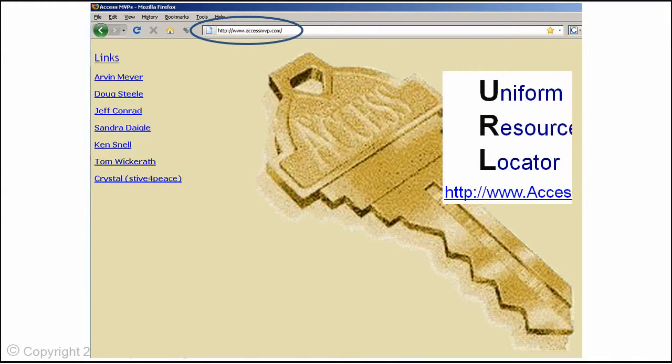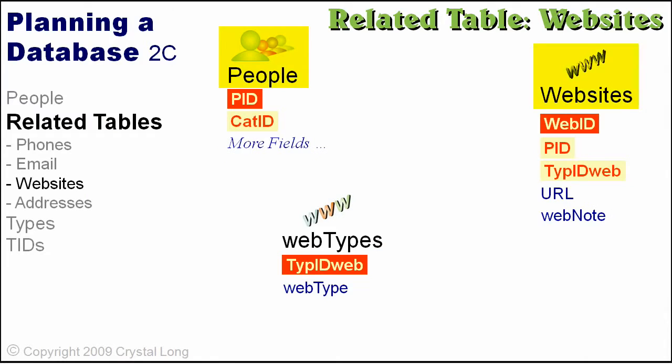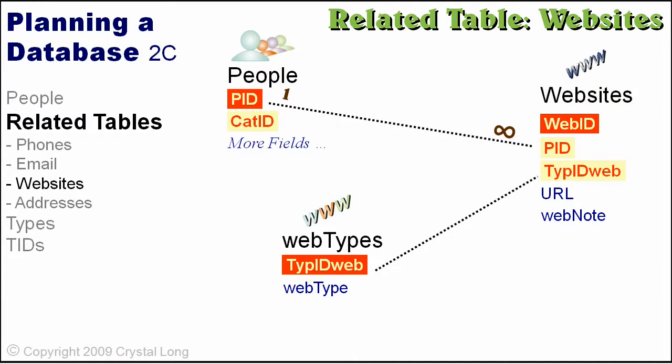URL stands for Uniform Resource Locator. The URL is what displays in the address bar of a browser. People can have more than one website, so there is a one-to-many relationship between people and websites. There is also a one-to-many relationship between web types and websites.